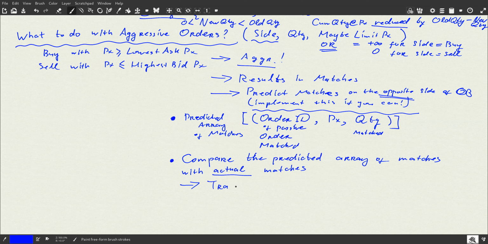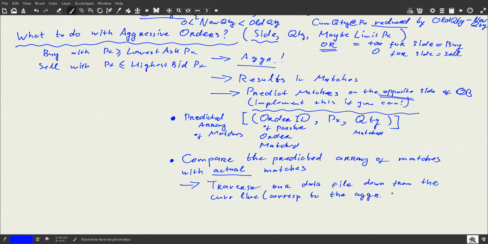traverse our data file down from the current line. The current line is that of the aggressive order. From the current line corresponding to the aggressive order. Okay. Now, what is important is that all matches will come with the same timestamp, exactly the same timestamp as the aggressive order.